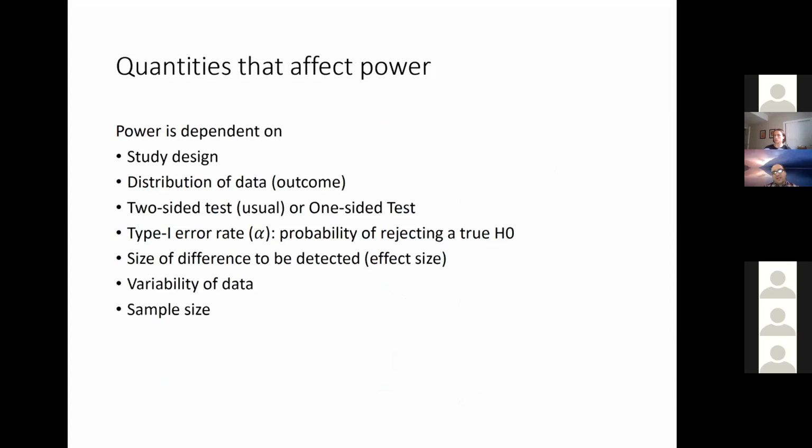As I mentioned before, there are many quantities that affect power, including the study design and the data distribution. Again, this could be binary or continuous, or it could be a count outcome, which comes up in the context of things like rates of events. It could be a survival outcome, which is time to an event. There's almost no limit to the types of outcome data distributions you could work with, although typically it's going to be binary or continuous, and when it's continuous, we typically assume that it's normally distributed.